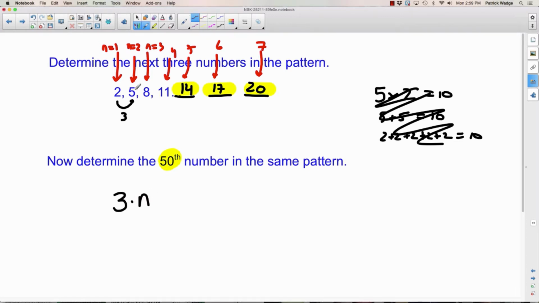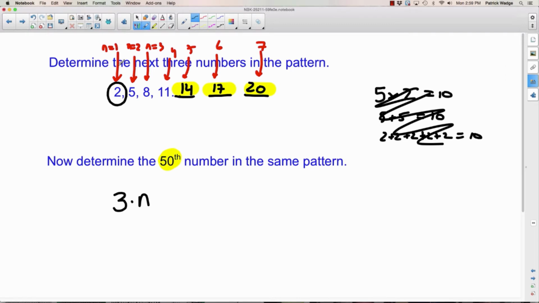Okay, now we got to figure out, let's see if it works. If we take this first term, right, the first term is 2. Let me just clean this up a bit here. Let's get rid of this. So we're interested in this one right there. If we go 3 times n, which is 1 for that one, if we go 3 times 1, do we get this answer here too? No, we don't. 3 times 1 is only 3.